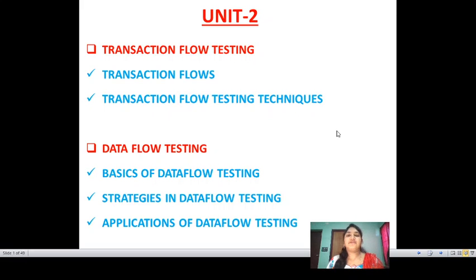So this unit consists of two parts: transaction flow testing and data flow testing. In transaction flow testing, there are techniques, and the basics of transaction flows. In data flow testing, there are the basics of data flow testing, strategies, and applications. Now we'll go for the first part, transaction flow testing.